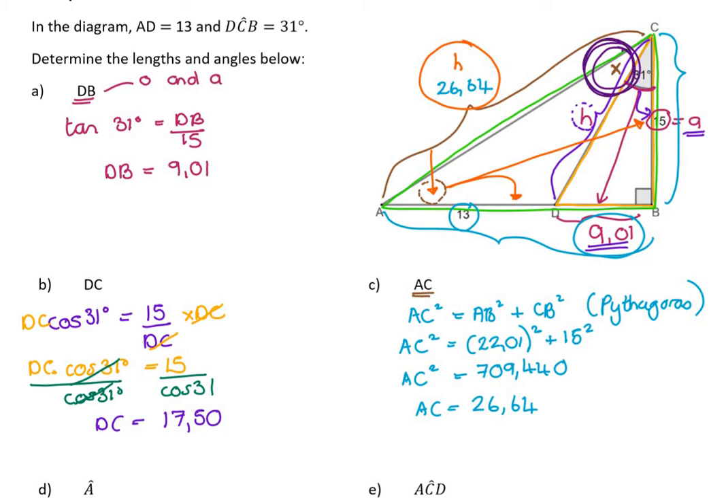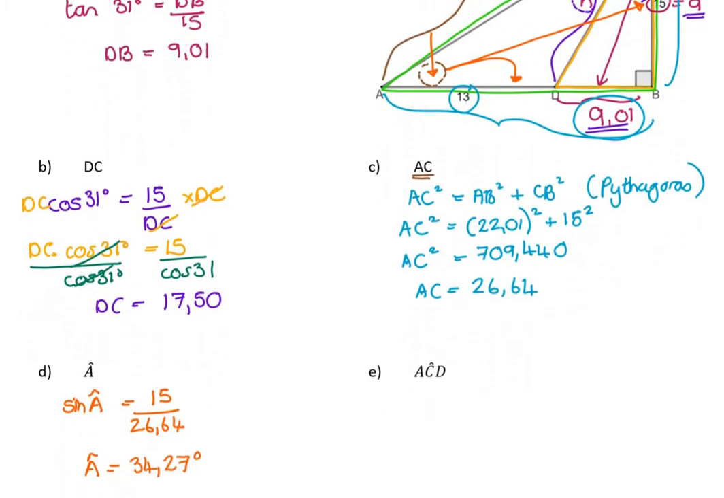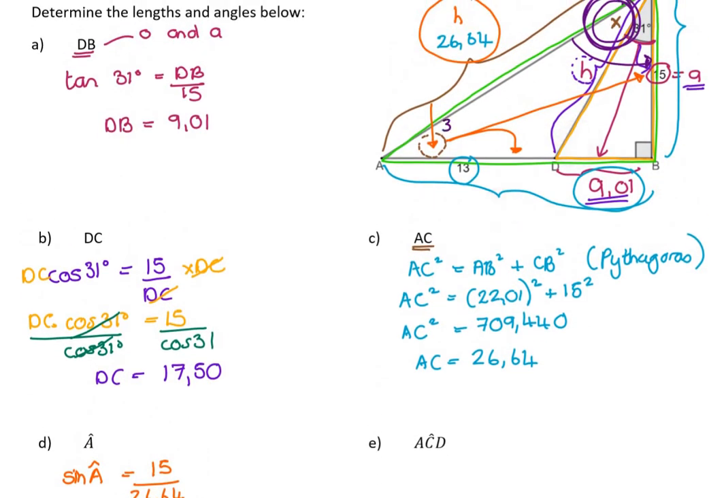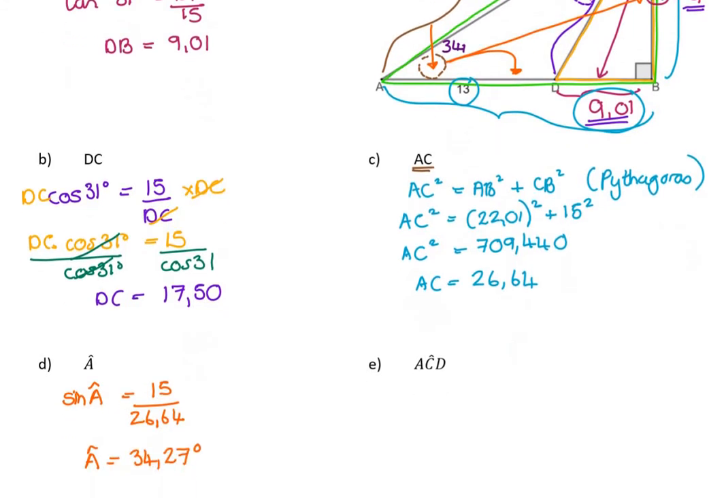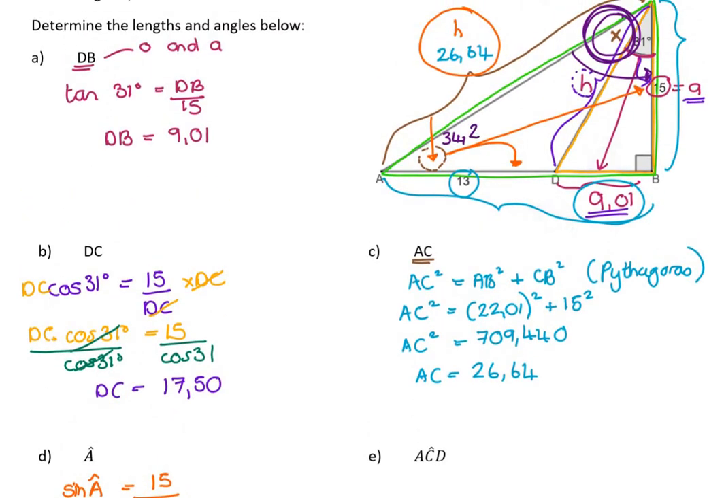There's ACD. Now that's not part of a right angle triangle. However, if I can find the entire angle, which is ACB with the 31, I can take away the 31. Now of course I could go about using my trig now, but I have just found that this angle over here is 34.27. So don't forget sum of angles in a triangle, because now I have 90 degrees at B and I have 34.27 in the corner.